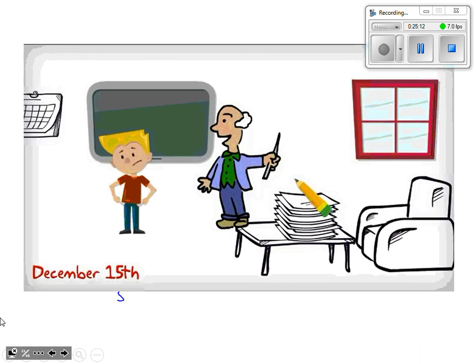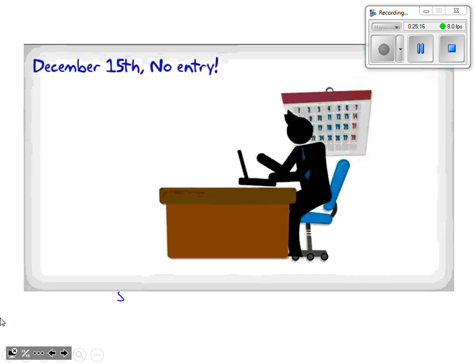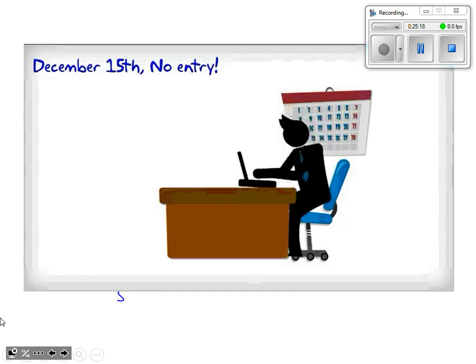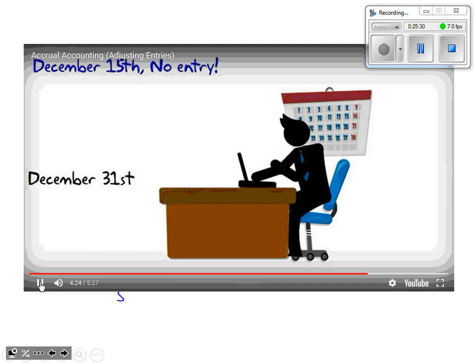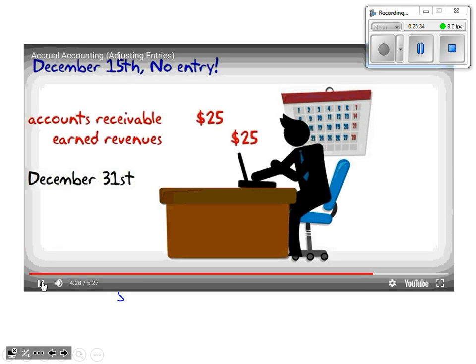Let's see what our accountants have to say about this. We don't need an accounting entry when we agree to terms. However, on December 31st, we closed the financial statements and released the bank account. The total received through the services in the amount of $25. That means that we are owed. So we have an account.